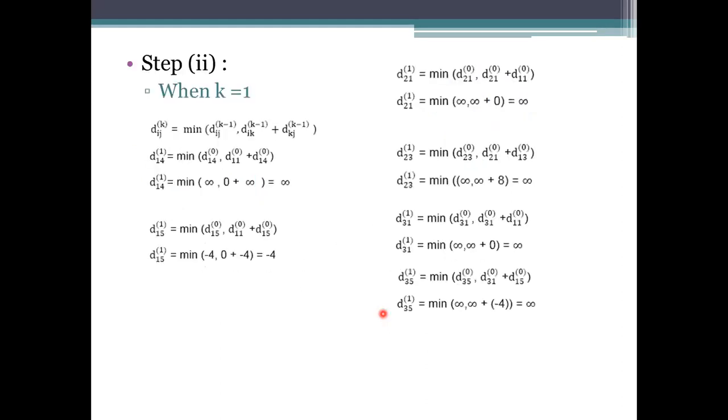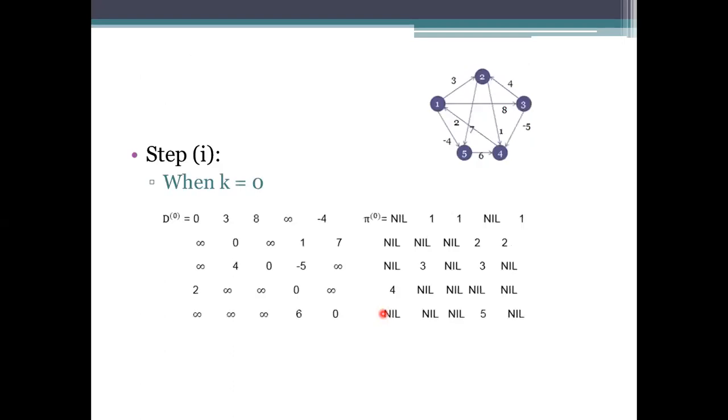And coming to k equals 1, we need to calculate the distance. First, as in the earlier class, we need to plot the edges it has initially. For vertex 1, there are 3 outgoing edges: 1 to 2 with weight 3, 1 to 3 with weight 8, and 1 to 5 with a negative value, minus 4.